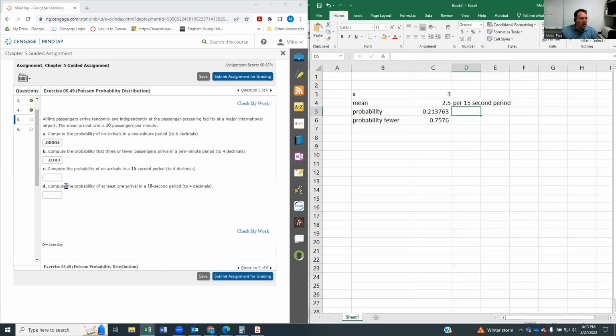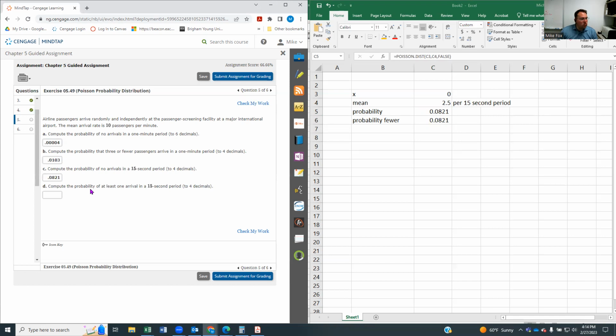Now it says compute the probability of no arrivals in a 15-second period. So again, I can go back to 0. The probability that it is exactly 0 is, it wants 1 decimal. Here you'll see they're the exact same, because the probability of exactly 0 or 0 or fewer is the same, since you can't get fewer than 0. It's 0.0821.